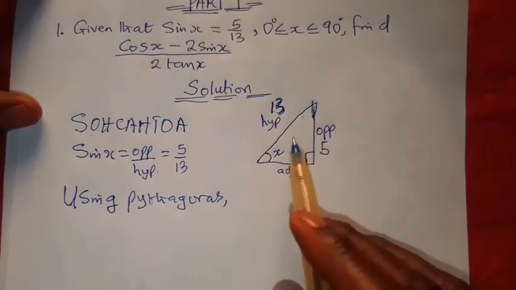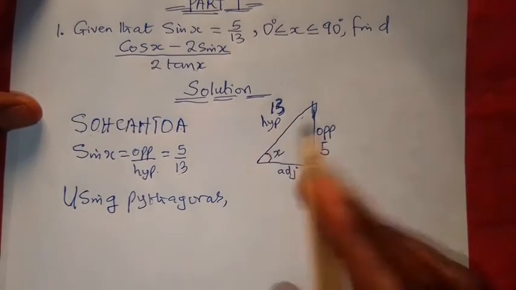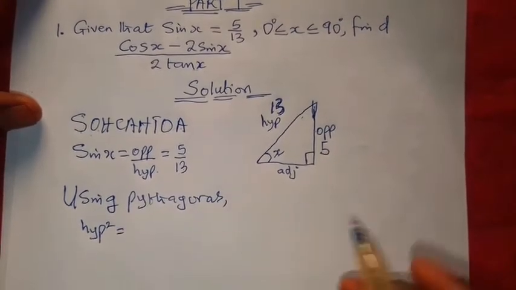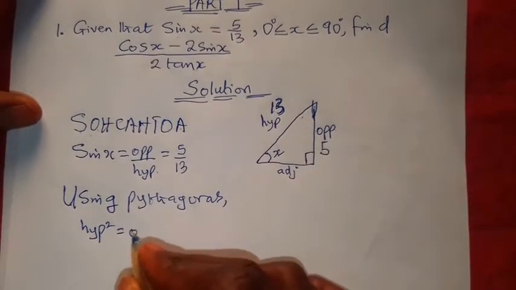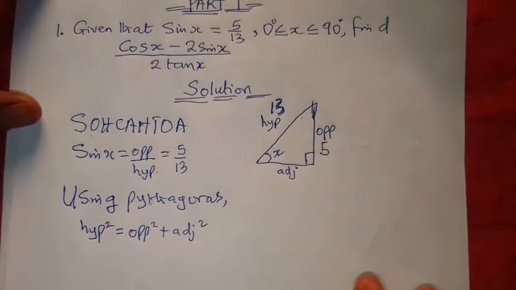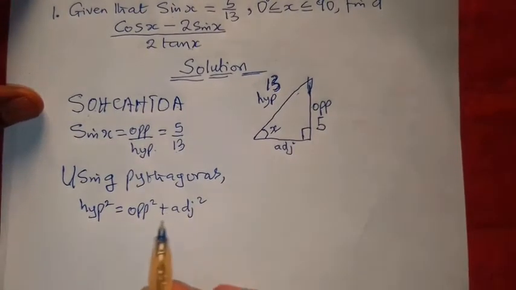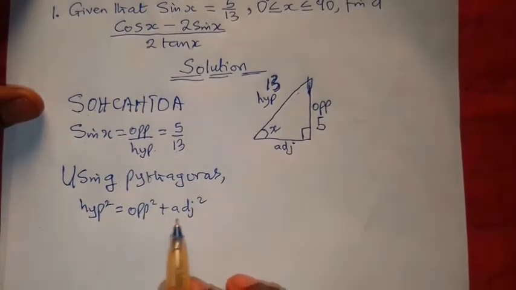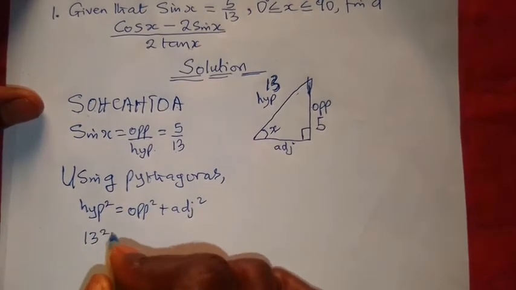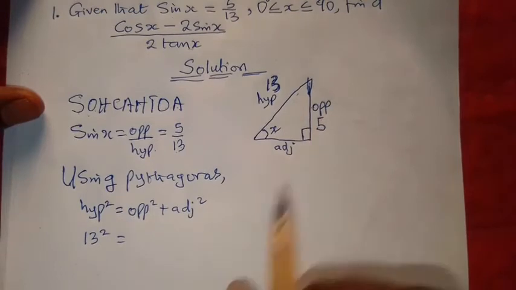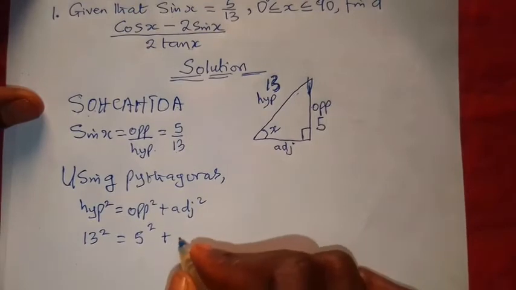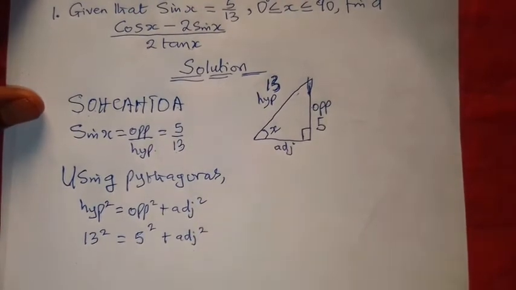Since we're using the Pythagoras, it will be the hypotenuse squared equals the opposite squared plus the adjacent squared. This is the formula we use for the Pythagoras theorem. The hypotenuse is 13, so we put 13 squared. Then the opposite, based on what you have here, is 5 squared. The adjacent we do not know, so we leave it as adjacent squared.